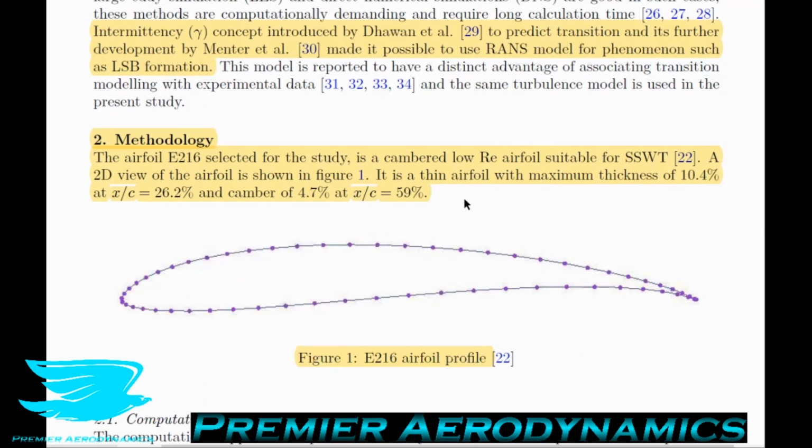So the methodology: the airfoil E216 selected for the study is a cambered, low Reynolds number airfoil suitable for a small-scale wind turbine. A 2D view of the airfoil is shown in Figure 1.